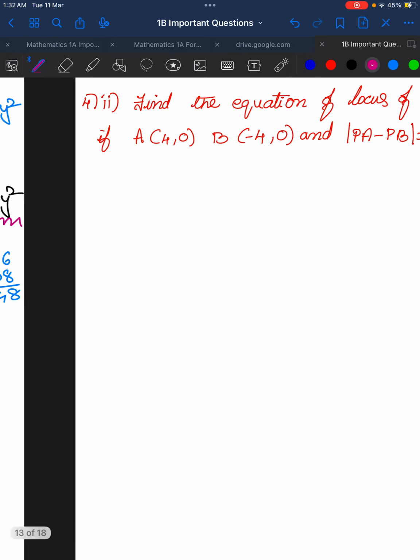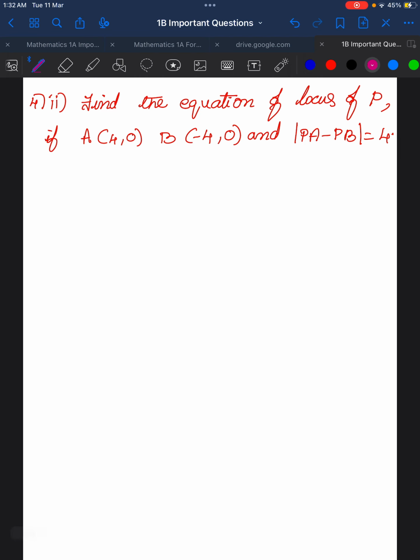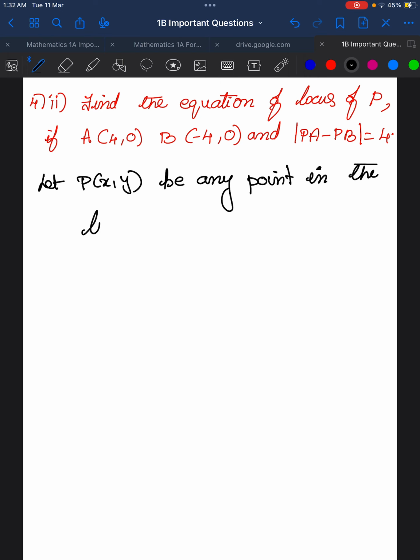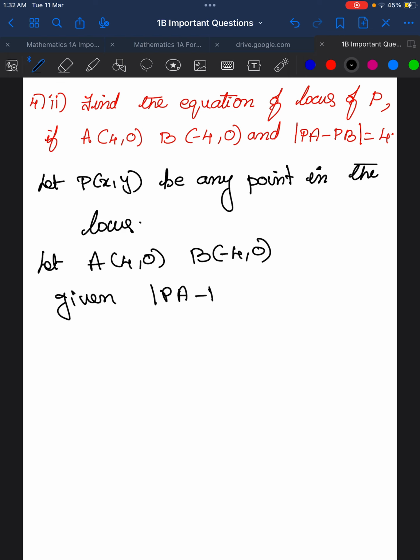What is the next problem? Find the equation of locus of P if A is (4, 0), B is (minus 4, 0) and mod PA minus PB is equal to 4. So here, what is given? You have to start the problem with: let P(x, y) be any point in the locus. Let A be (4, 0), B be (minus 4, 0). Given mod PA minus PB is equal to 4.